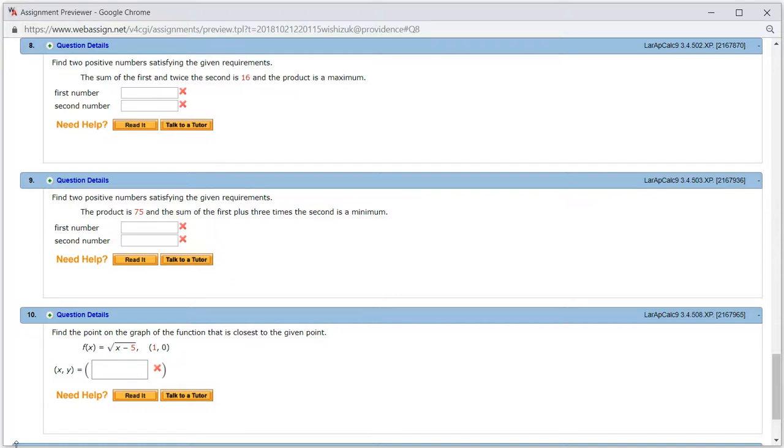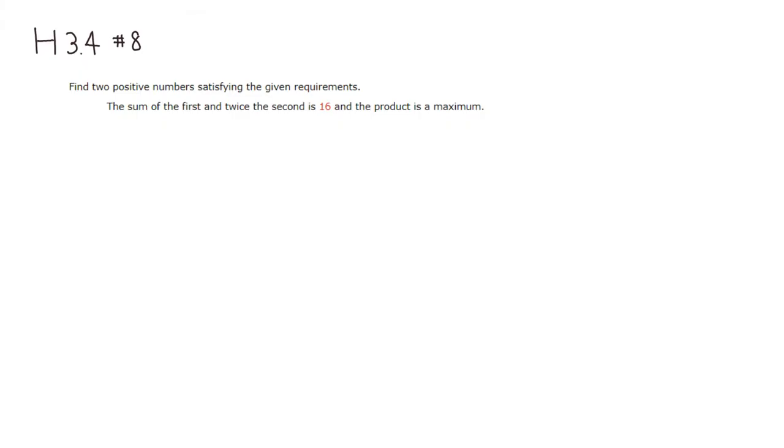All right, let's look at homework 3.4, problem number 8. We want to find two positive numbers satisfying the given requirements. The sum of the first and twice the second is 16, and the product is maximum. All right, so let's do that.